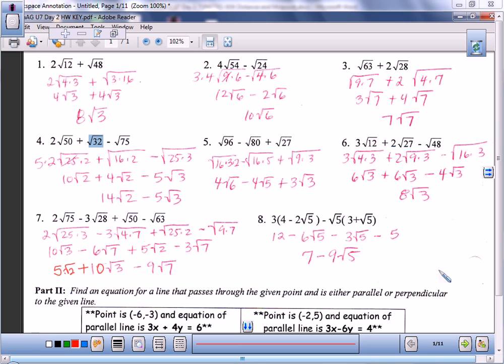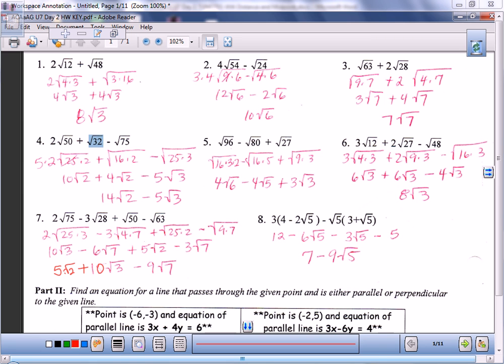Okay, guys. Any questions on 1 through 8? Yes, Abby? Number 7. Did you have any problems with the first line? Did you break down the 75 to 25 and 3? The 28 to 4 and 7? The 50 to 25 and 2? And the 63 to 9 and 7? Yeah. So we got that.